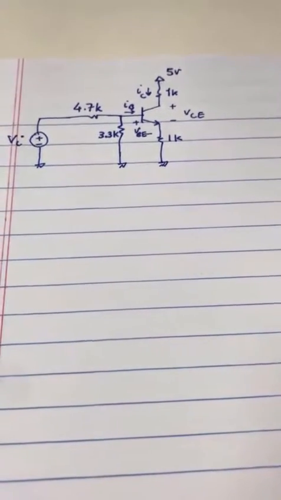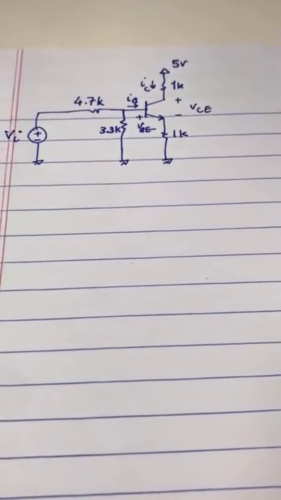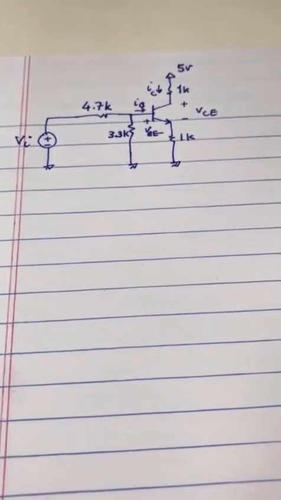Hello everyone, so we would like to look at this BJT circuit and measure the collector current and base current for the case of the transistor operating in the active region and when the transistor operates in the saturation region. So I have VCC equal to 5 volts.